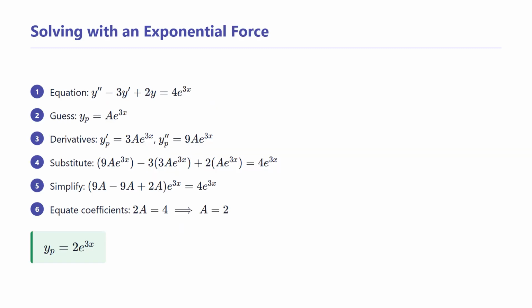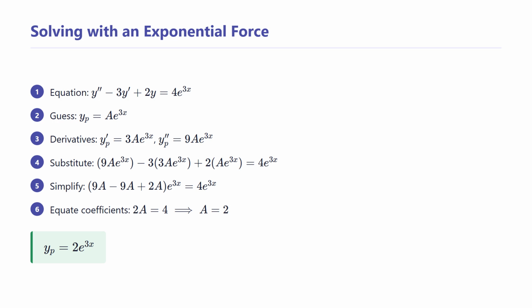Let us put this exponential guessing rule into practice with a concrete example. We are given a differential equation where the system is driven by an exponentially growing force, 4e to the power of 3x. Because the right side is exponential, we guess our solution is a times e to the power of 3x. We then find the first and second derivatives of our guess using the chain rule, bringing down factors of 3. Next, we substitute these derivatives back into the original left side of the equation.